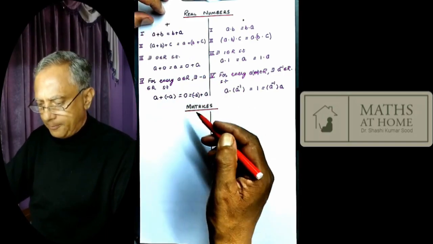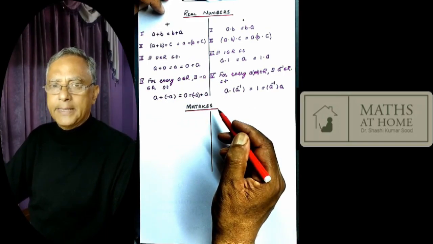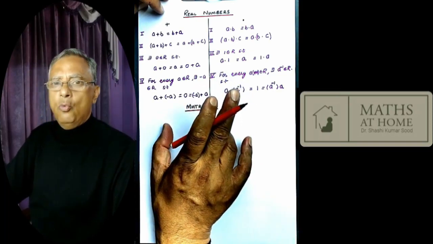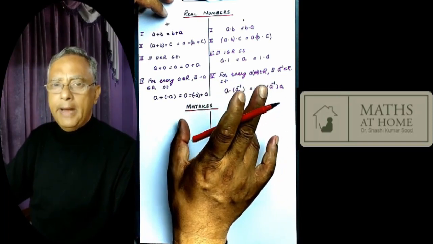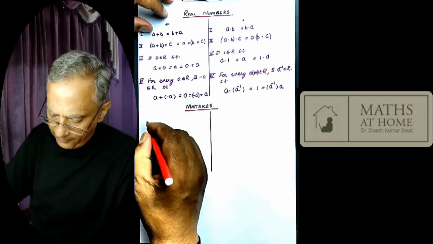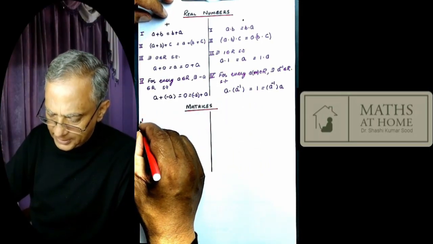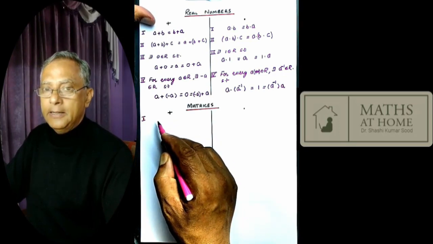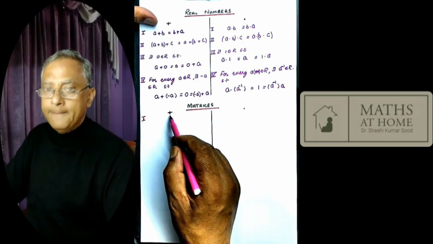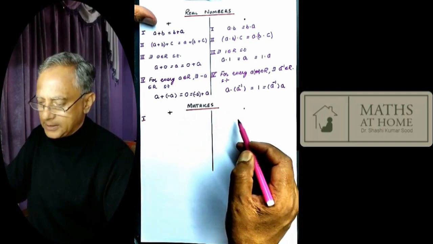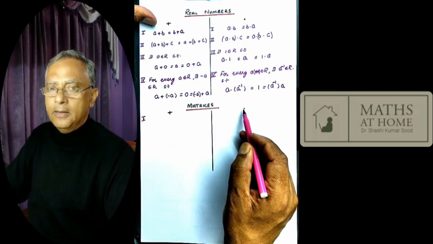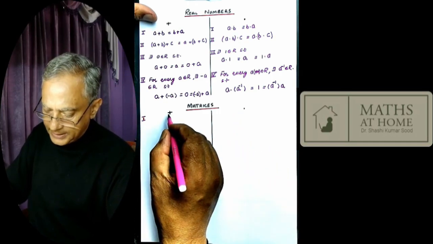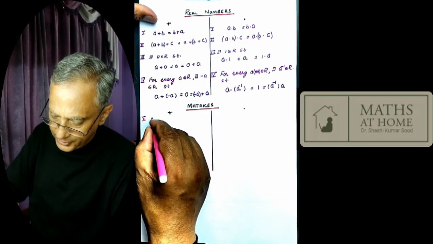Now we discuss the above properties for matrices. I have discussed all these properties while discussing matrices. I am very briefly once again discussing these properties. Now first I discuss commutativity for addition. Then I will discuss commutativity for matrix multiplication. So first is commutativity for addition.